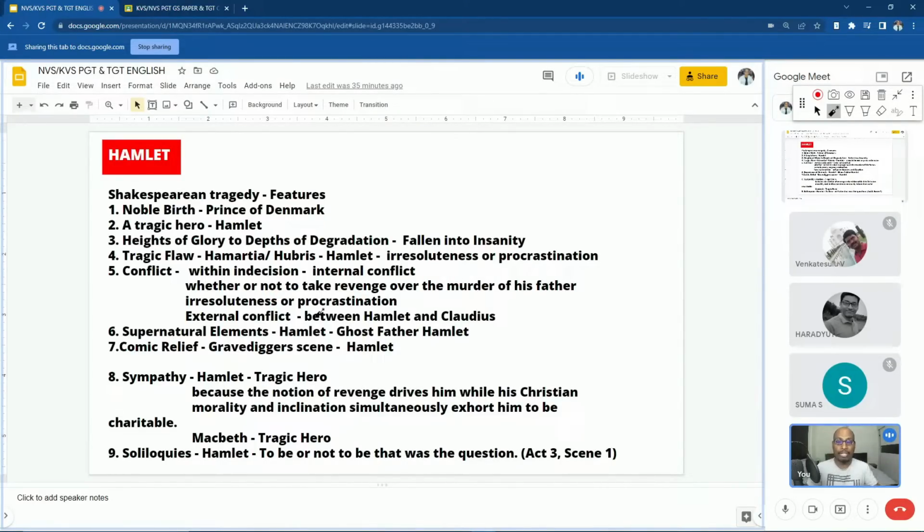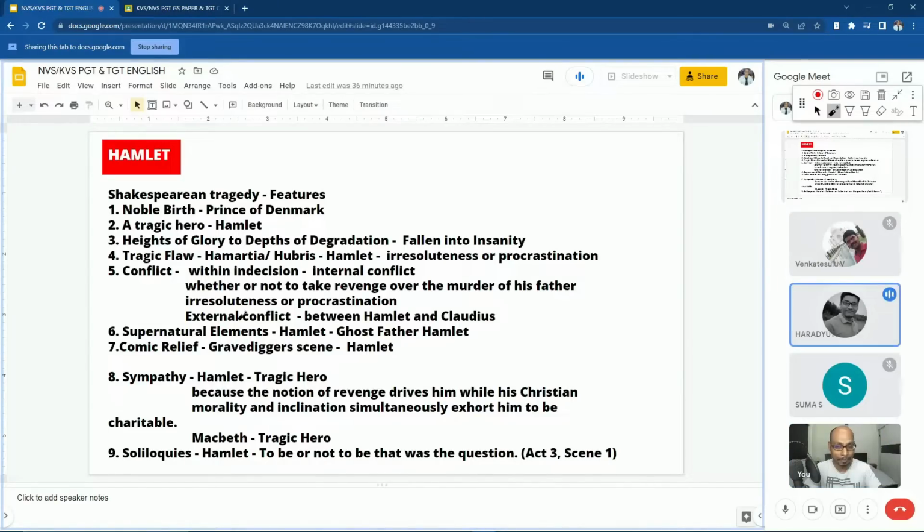Yes, sir. The internal conflict is not being able to take proper decisions, irresoluteness and procrastination. The external conflict is between Hamlet and Claudius. Please explain the external conflict once again. Internal conflict is inside our mind. Not internal, sir, external. External is the conflict between the characters. Hamlet suffers internal conflict inside, to take a decision or not, and he has to fight with the person who killed his father, who is none other than his own uncle Claudius. Is that not an external conflict?